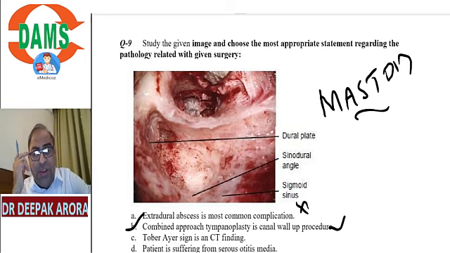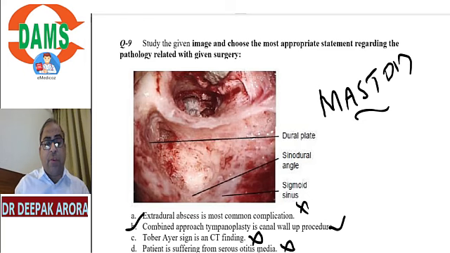Tobbe-Ayer sign is a CT finding. What is Tobbe-Ayer sign? You press your jugular and there is no increase in CSF pressure. Which patient? Lateral sinus thrombosis. So in lateral sinus thrombosis, when you press the jugular, there is no increase in intracranial tension. Is it a CT finding or a clinical finding? It is a clinical finding. The patient is suffering from serous otitis media. If the patient is suffering from serous otitis media, will you open the mastoid? So it means a false statement. Option C false. Option D false. Combined approach tympanoplasty is a canal wall up procedure is an absolutely true statement.